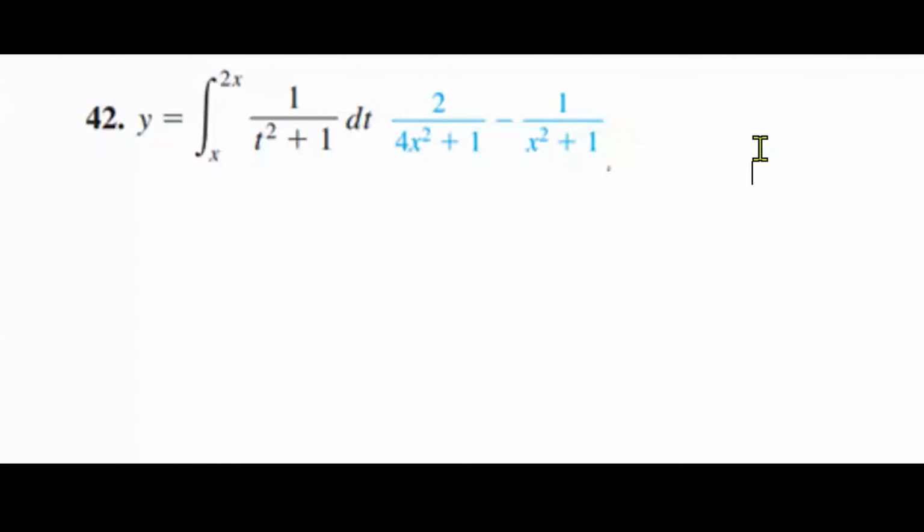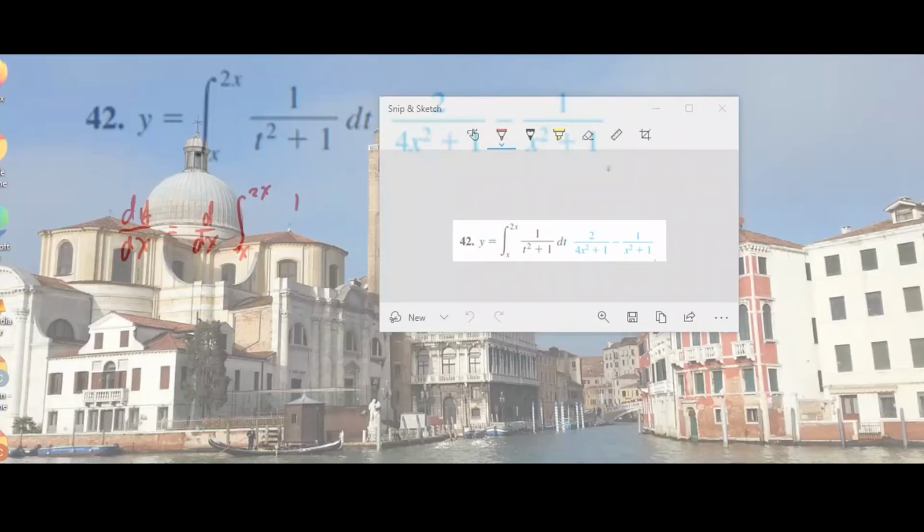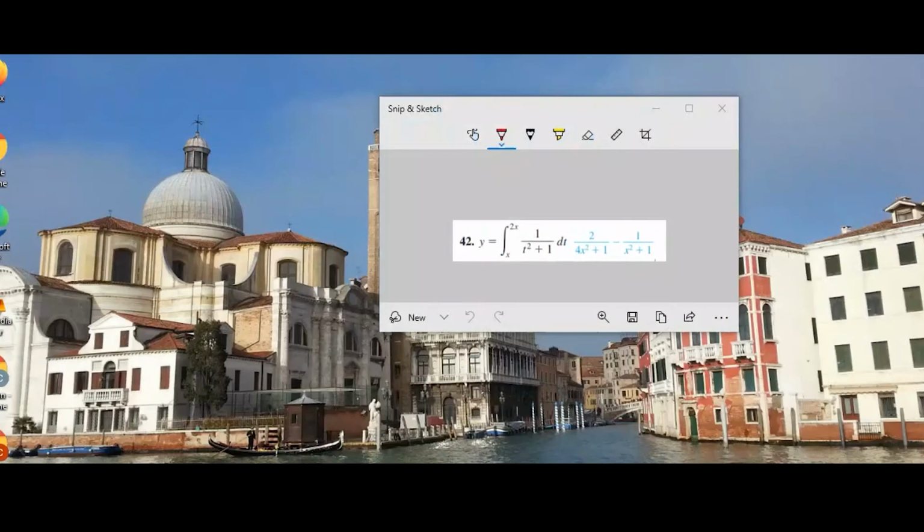If you want to take dy over dx, which is the derivative of this integral thingy, right? Uh-oh, see, this happened. This happened at least a dozen times today. Okay, Matthew, do you have a question while I try to revive OneNote?